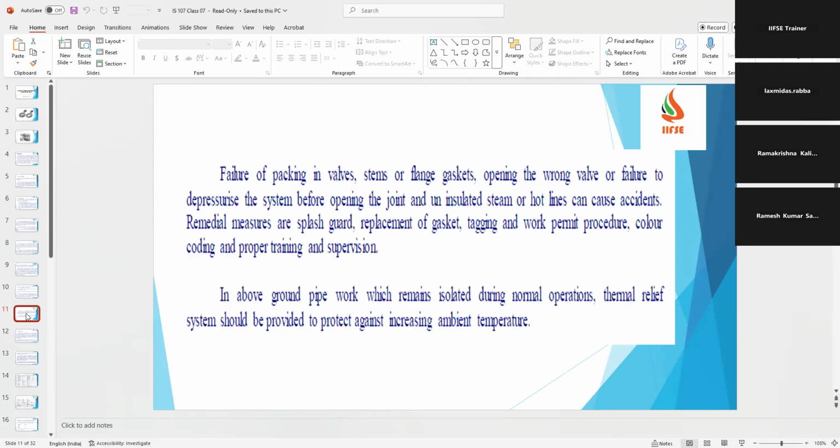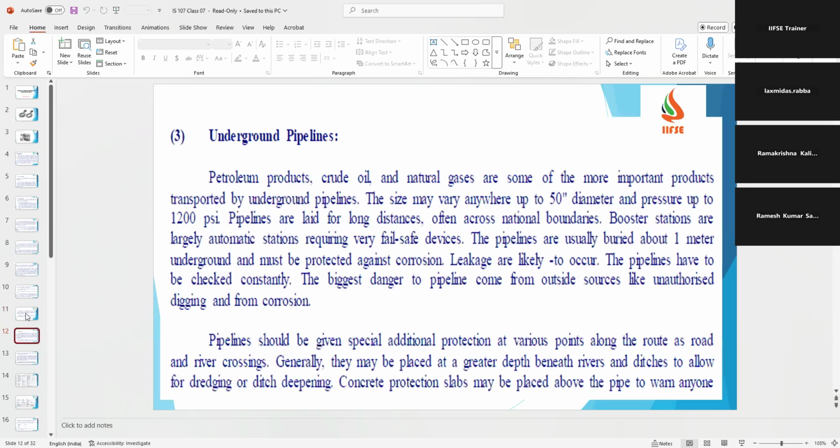In above ground pipework, which remains isolated during normal operations, a thermal relief system should be provided to protect against increasing ambient temperatures. Thermal relief is nothing but insulation that we have to provide so that we can protect the network from outside atmospheric temperatures.